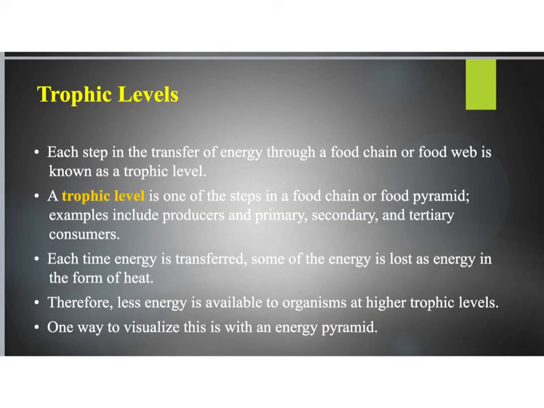So now we're talking about trophic levels. You heard me mention it before. Each step in the transfer of energy through a food chain or food web is known as a trophic level. Okay, so if we're starting with a little bacteria, a little algae, or something here, and that gets eaten, let's say by the krill. There's my krill drawing. Hope you like it. If that's eaten by the krill, we've increased by one trophic level there. A trophic level is one of the steps in a food chain or food pyramid or food web. Examples include producers and primary, secondary, and this idea of tertiary consumers.